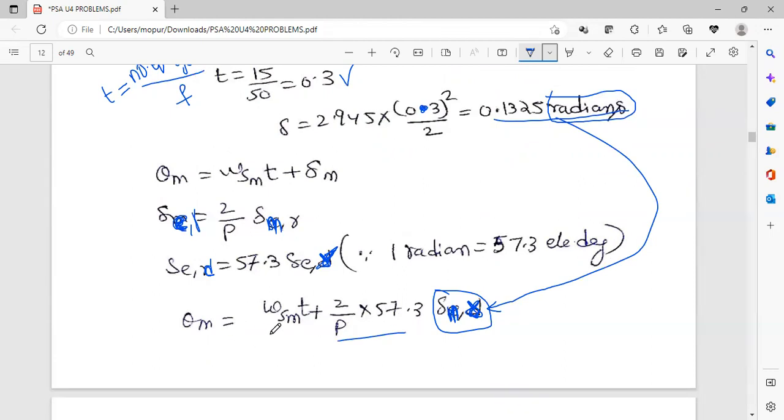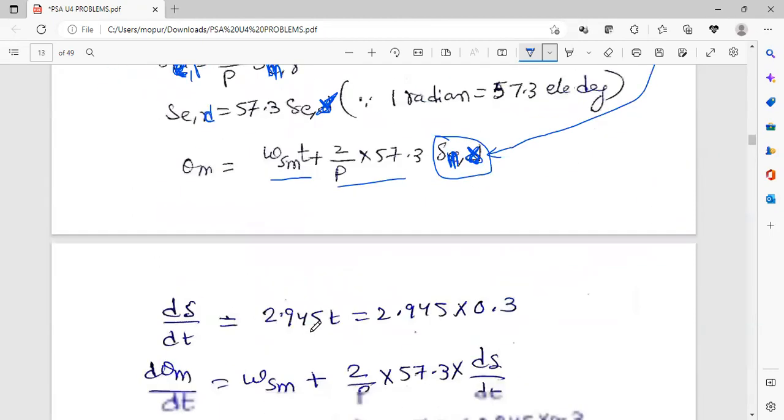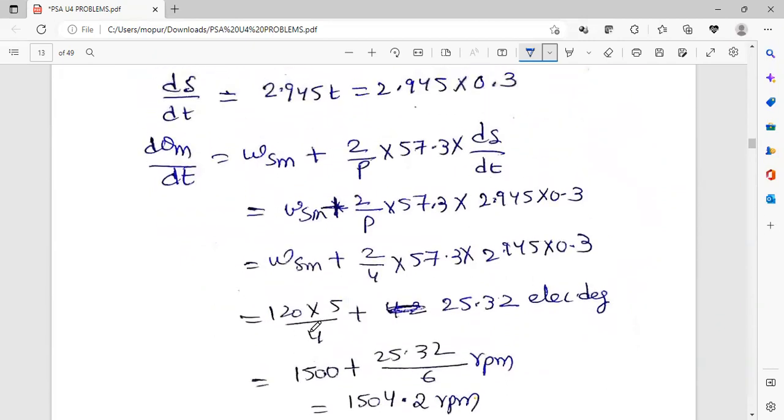And how to find this omega SM? Omega SM is 120 F by P. Here F is 50. 120 F by P, this is the omega SM. And this is the total electrical degree. So by finding, you will get 1500 or 1504.2 RPM.